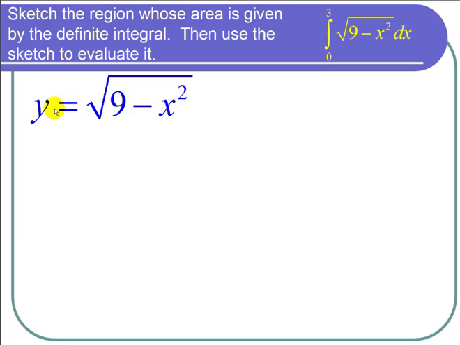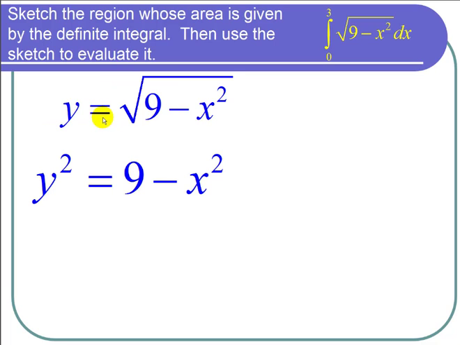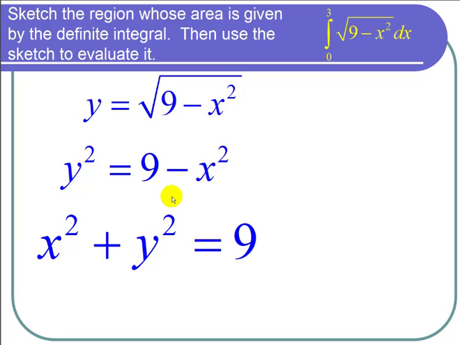So we can say that we have y equals the square root of 9 minus x squared as the integrand, and we want to sketch that graph. It might be more familiar if we do a little algebra first. So let's square both sides, and we get y squared equals 9 minus x squared. And if I add x squared to both sides, I get the more familiar x squared plus y squared equals 9. And that's the equation of a circle that's centered at the origin of radius 3.